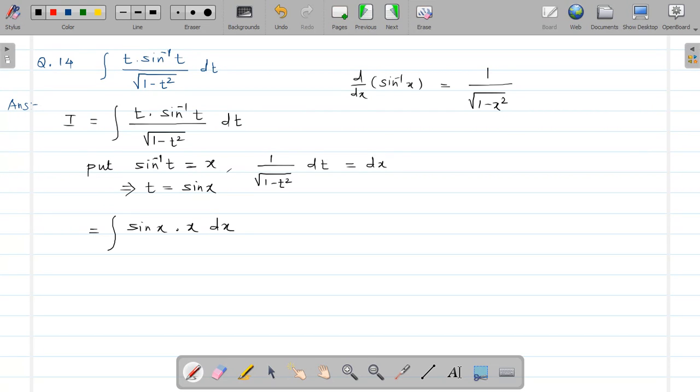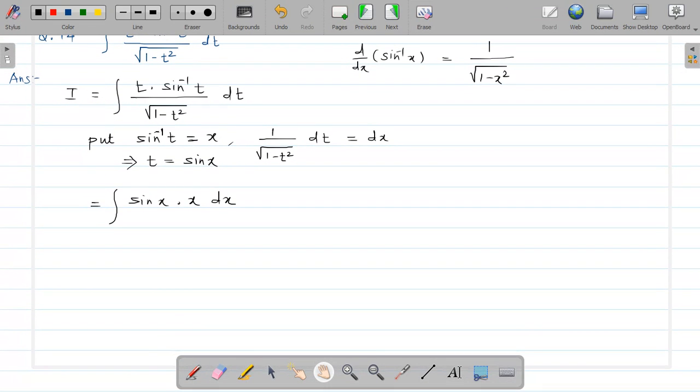dx is in place of 1 upon root of 1 minus t square dt. So let us see here the conversion carefully. If you observe here, it is sine x into x. So we get the function in the form of product of two functions. So that's why the integration by parts rule is applicable.